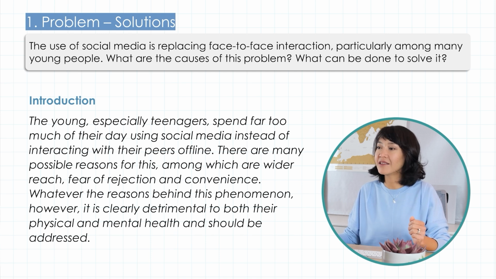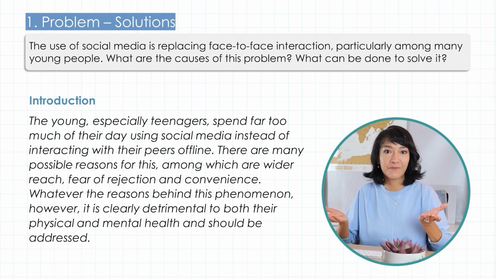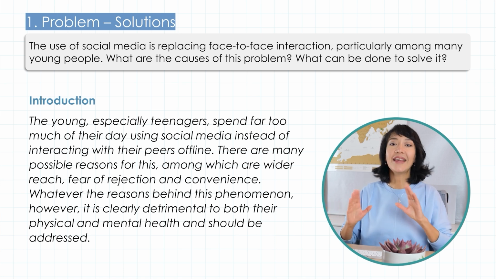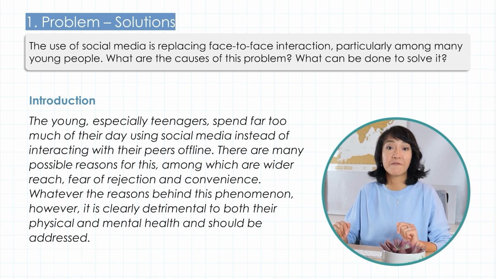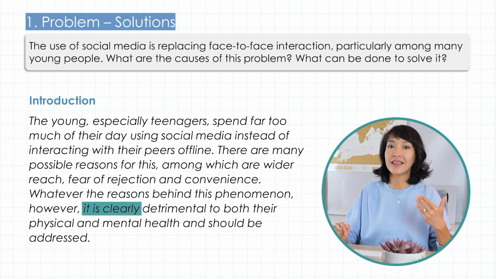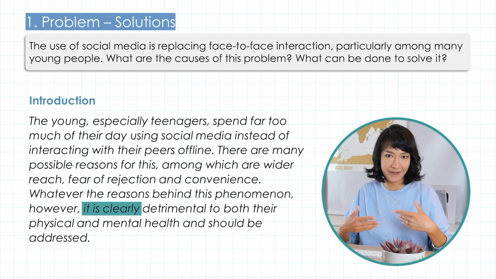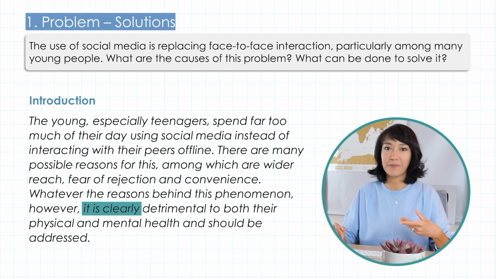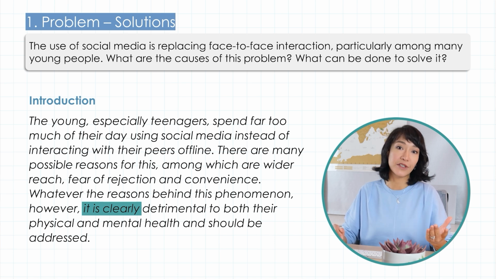Whatever the reasons behind this phenomenon, however, it is clearly detrimental to both their physical and mental health and should be addressed. Here, we just mentioned that the problem should be dealt with, or our solutions. And there it ends. In this paragraph, we have what's called a statement of opinion. It is clearly, which means it is clear to me. But there is no actual opinion. We simply present the causes and solutions. The next type of question is the direct opposite.